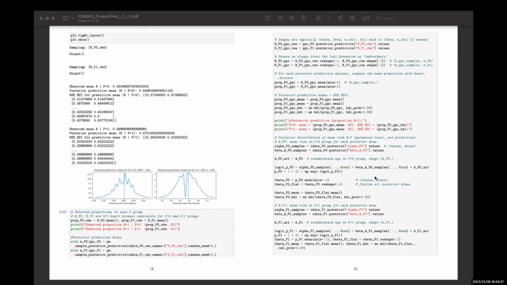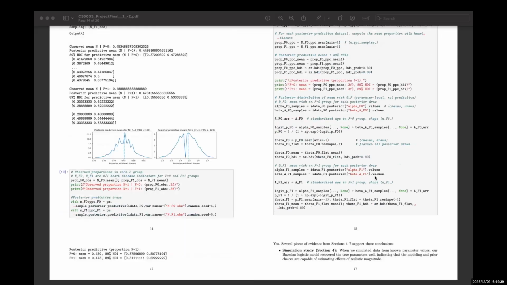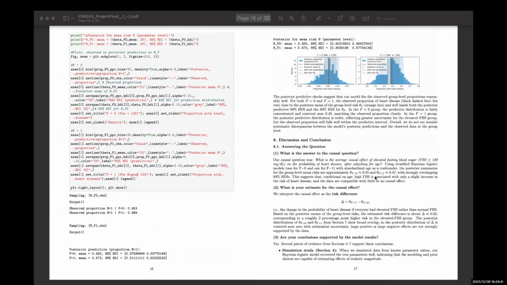Okay, we go to section 8, which is answering the question. We would mainly discuss the first and the last question here, since the second question is actually about section 7. So for the first question, the answer is that high FPS is associated with only a slight increase in the risk of heart disease, and the data are compatible with little or no causal effect if we condition on age. For the last question, the answer is absolutely yes.